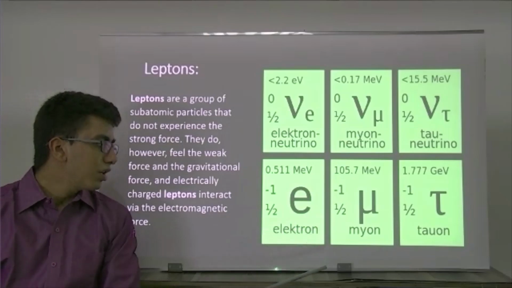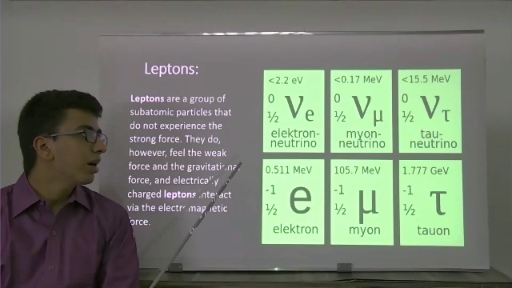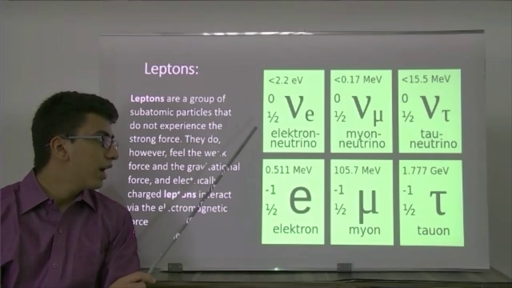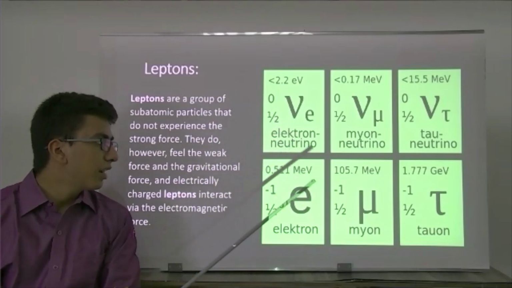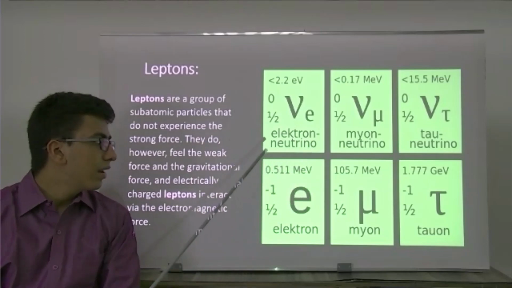Torn, which are the free generations, and they all have neutrino counterparts. So neutrino counterparts also have a spin of 1/2. They have very small masses, all less than 15 mega electron volts, so it's not very high. And then they have zero charge.